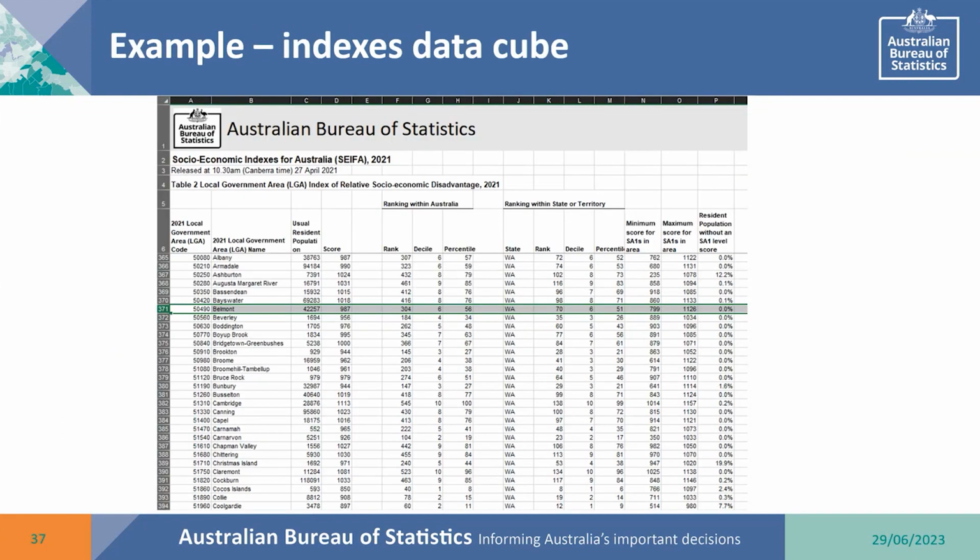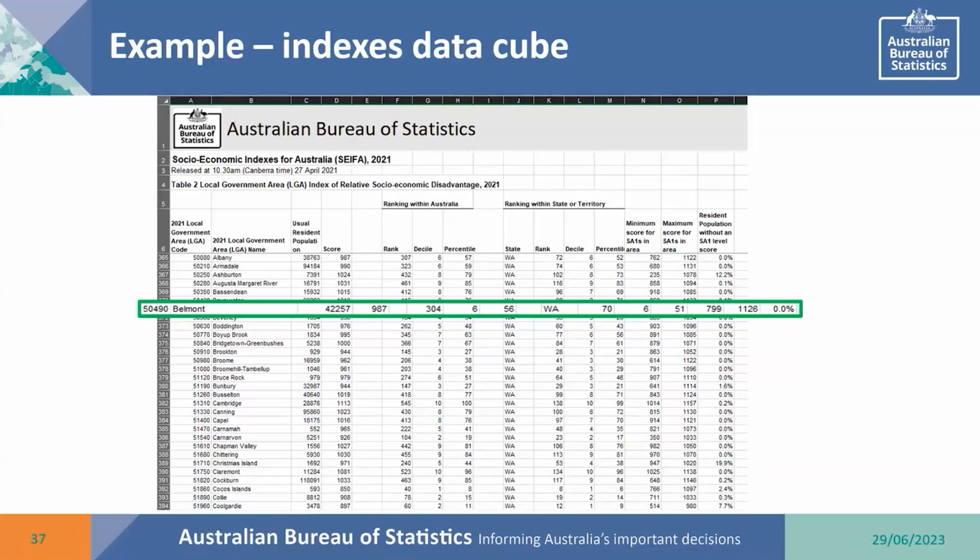This is what the index spreadsheet looks like. We can see that this is the sheet for the index of disadvantage for local government area. And if we look at our example from before, Belmont LGA, the spreadsheet gives us all the SEIFA numbers that we have available for this LGA.